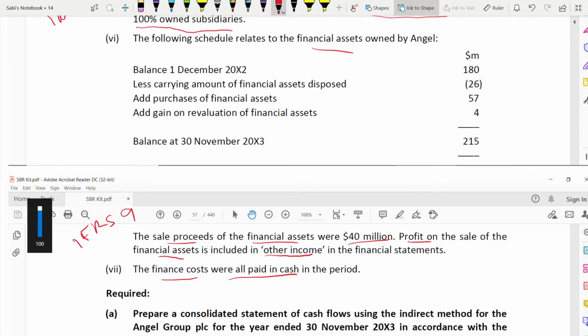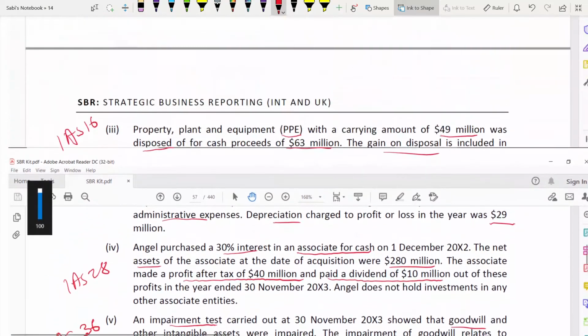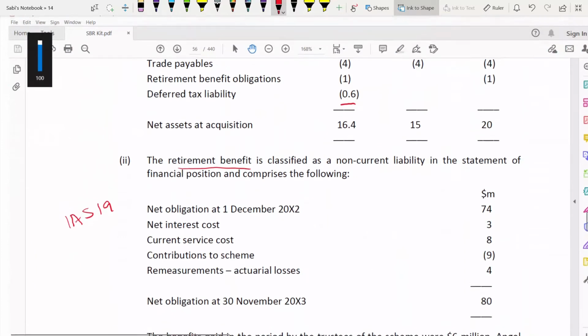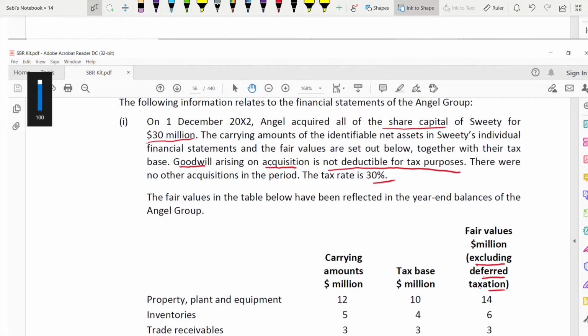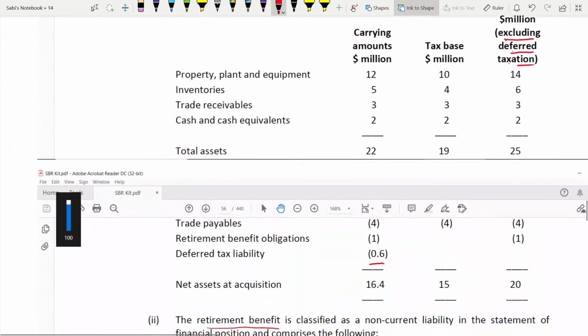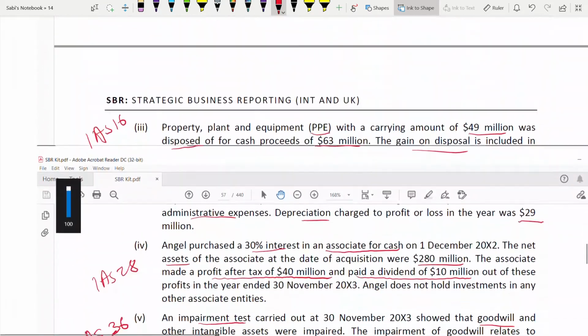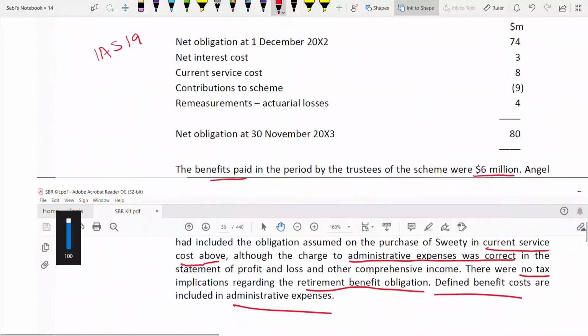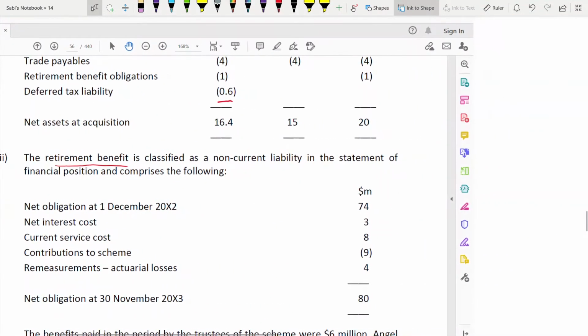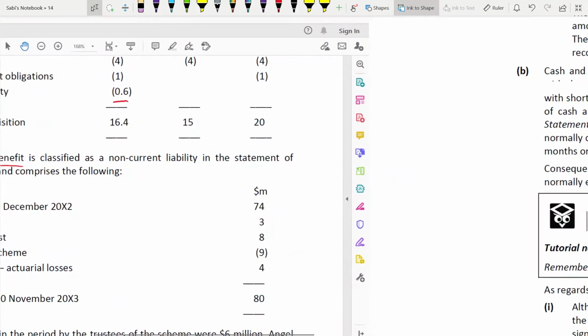Okay, so how many standards? 1, 2, 3, 4, 5, right? And IAS 12 also, for the deferred tax. Then we have IAS 7 also for statement of cash flow. So how many standards? 1, 2, 3, 4, 5, 6, 7. Seven standards are used in one question, right? It's not a joke. You need to prepare well for all the standards to do even one question properly.